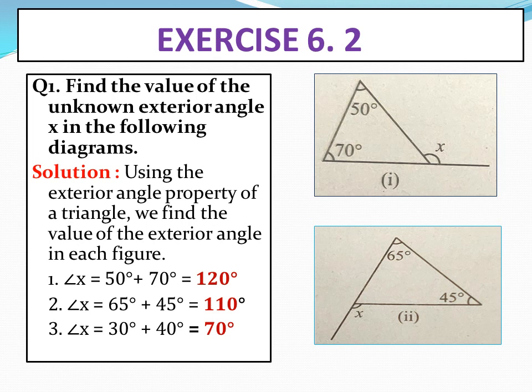Okay, now I hope you understood how to find the exterior angle. The measure of the exterior angle is equal to the sum of the measures of the interior opposite angles. You have to add the interior opposite angles, and whatever value you get, that same value is the measure of the exterior angle. Okay, children, I hope you have understood this one.